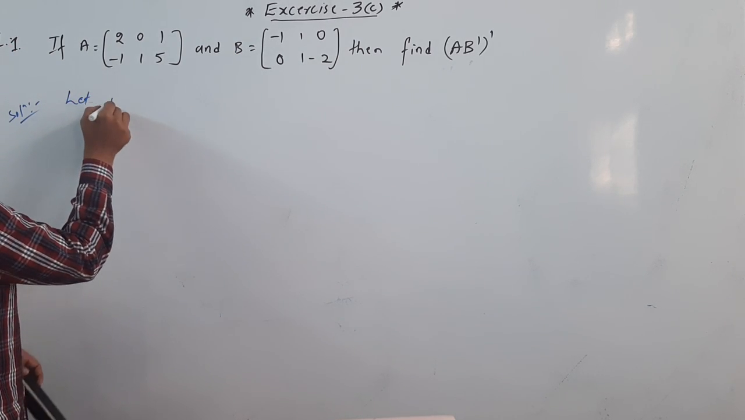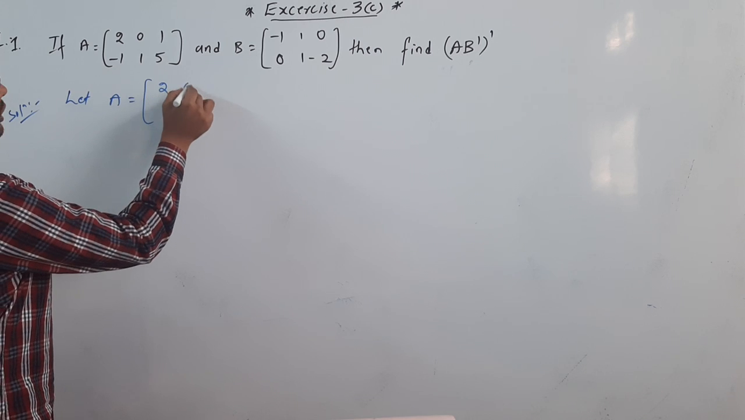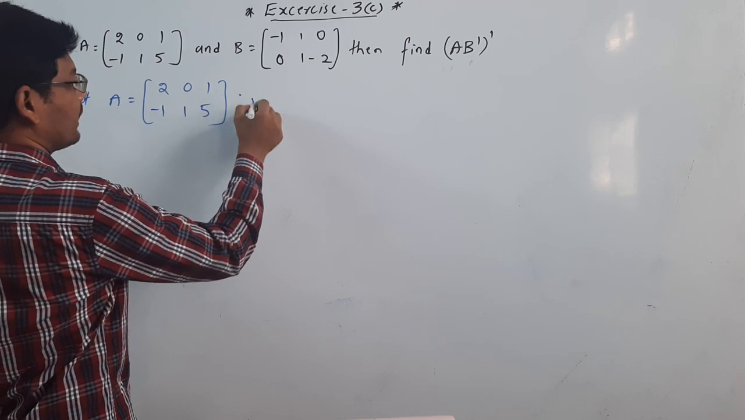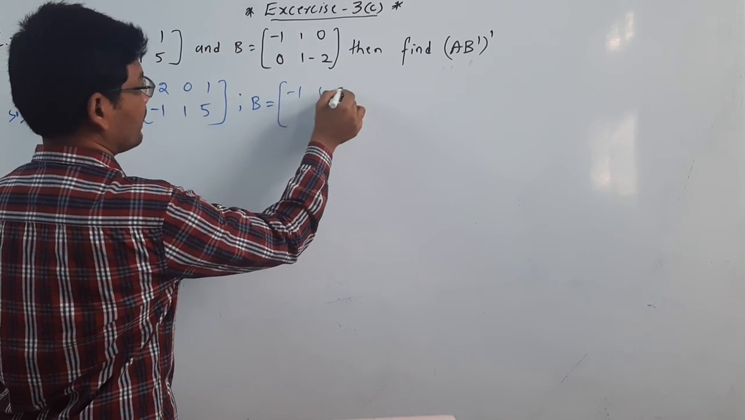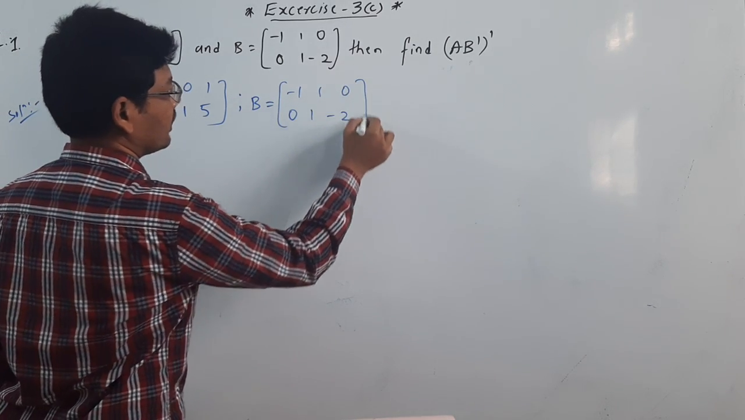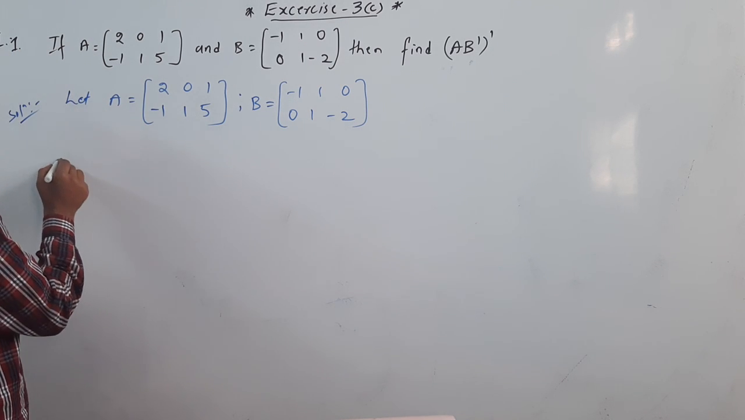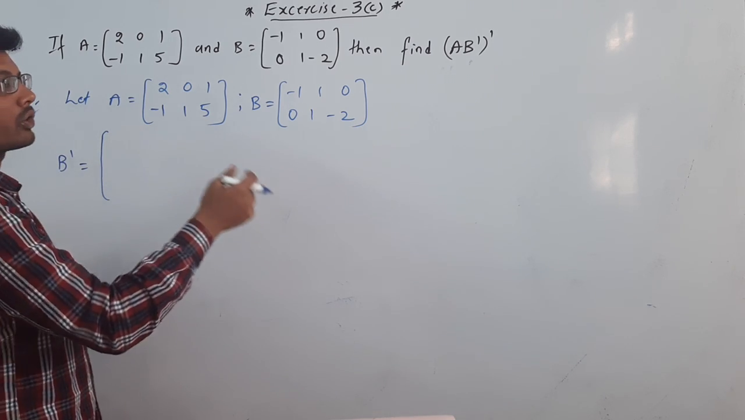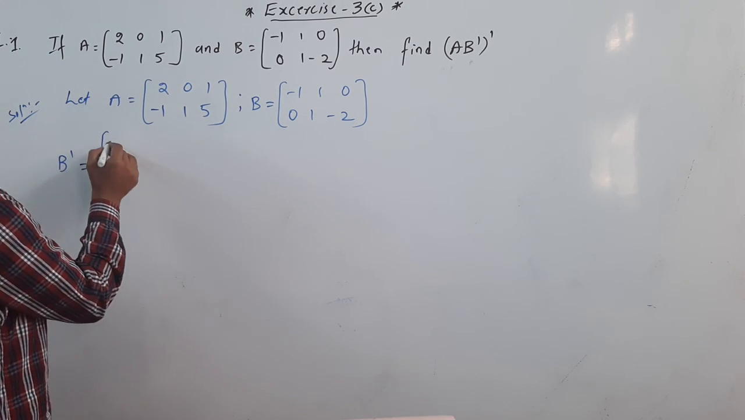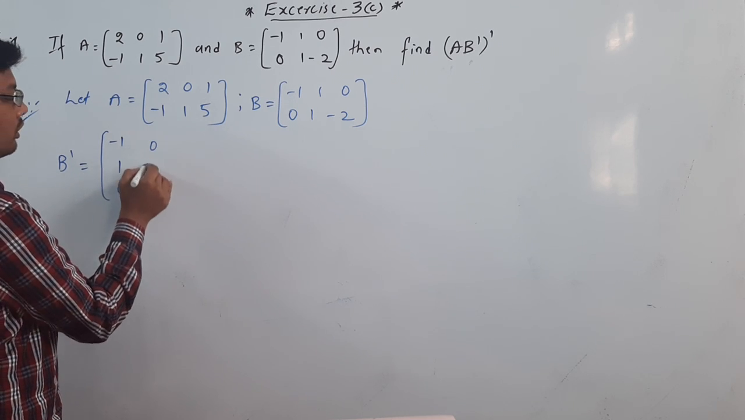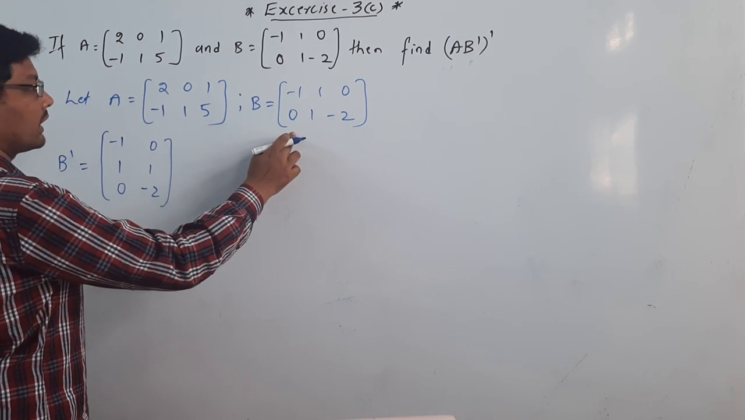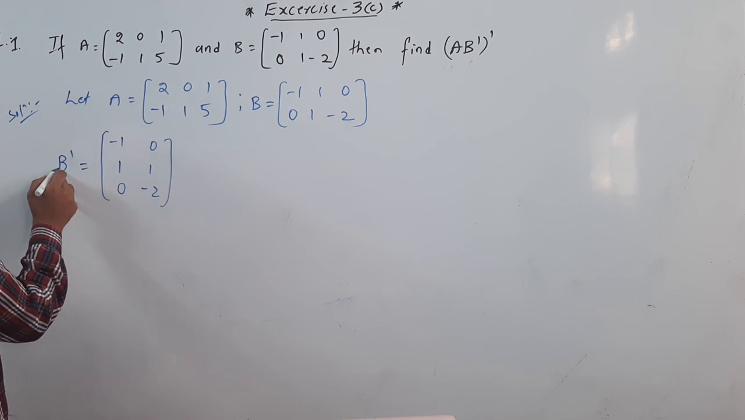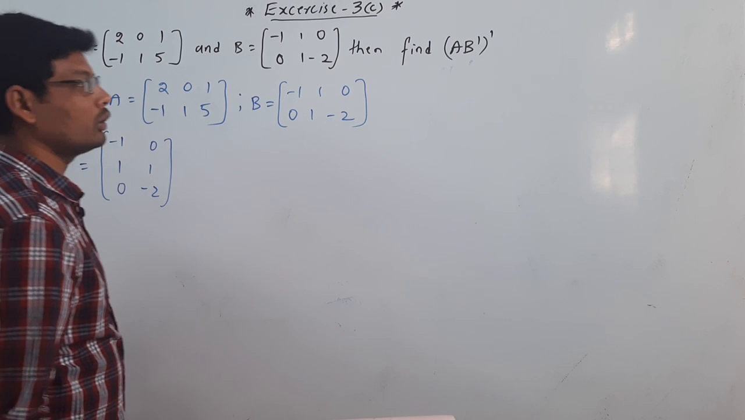Let the first matrix A is equal to 2 0 1 minus 1 1 5, this is the matrix, and B matrix is minus 1 1 0 0 1 minus 2, and let's find B transpose. B dash is nothing but transpose. Transpose is nothing but changing of rows into columns. I am changing this row R1 to column 1, this R2 to column 2, and this is the matrix of B transpose. Let's find the product of A into B transpose.